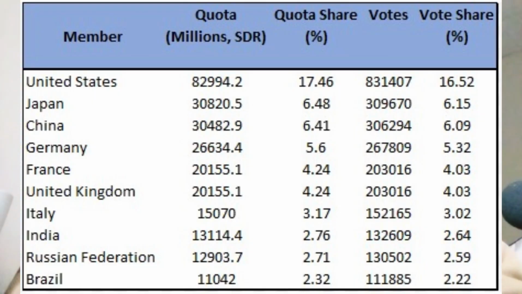So where does the IMF get its money? Each member country contributes funds called quotas. These contributions depend on the size of the country's economy, which means bigger economies like the United States contribute more, and smaller economies contribute less. These funds are then used to lend money to countries in financial trouble.